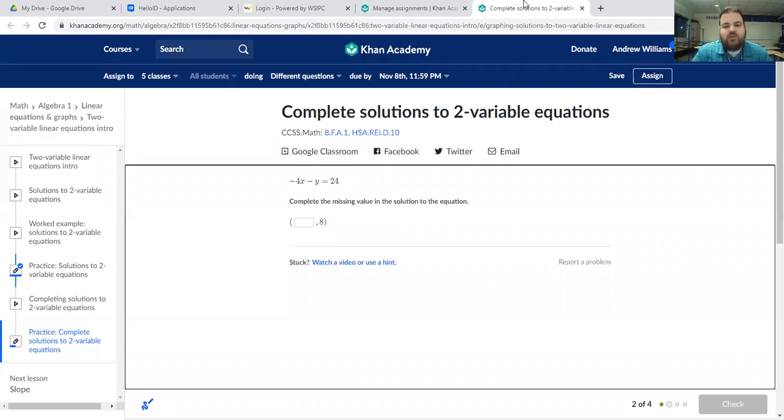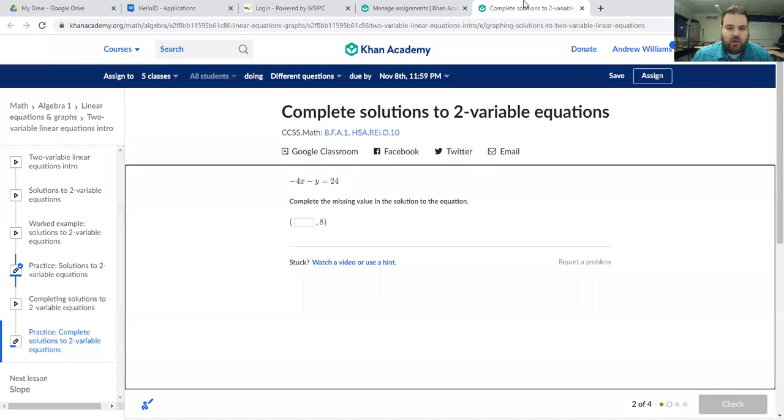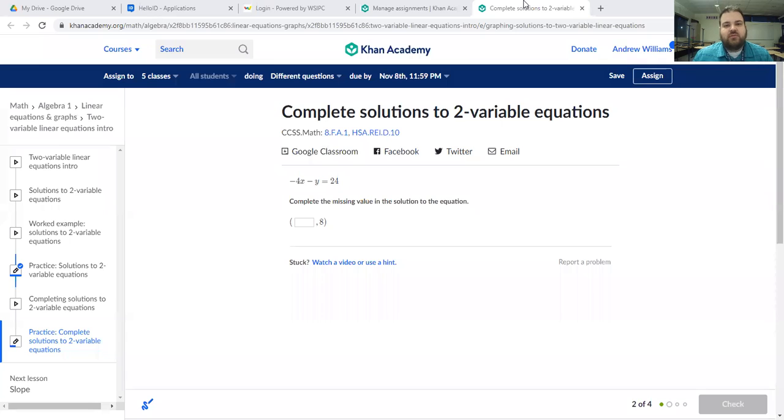All right, so here we go. We're going to get started with the section here, complete solutions to two variable equations. And so I'll go through a little bit of an extra explanation of what's going on here as well. Basically, we have an equation, right? And they're saying complete the missing value in the solution to the equation.